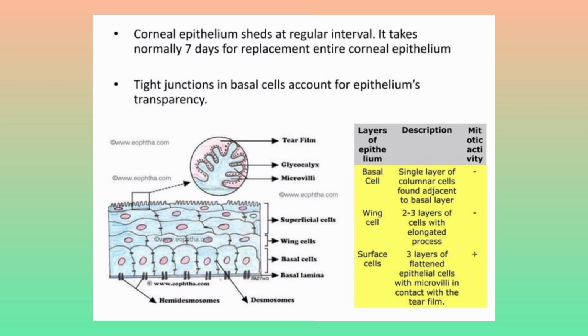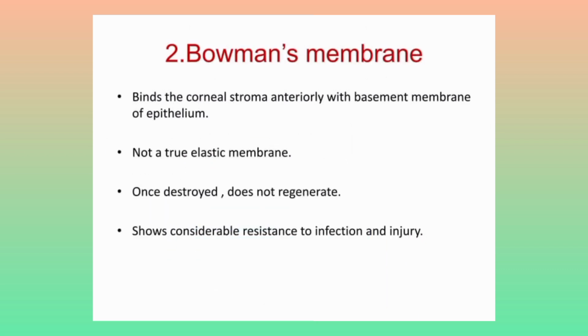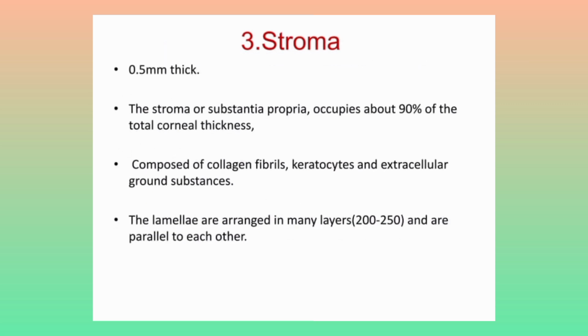Tight junctions in basal cells account for the epithelium's transparency. Bowman's membrane binds the corneal stroma anteriorly with the basement membrane of the epithelium, and is not a true elastic membrane. Once destroyed, it does not regenerate. It shows considerable resistance to infections and injury.